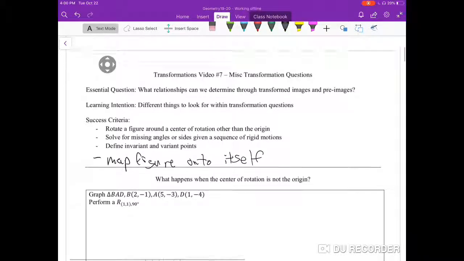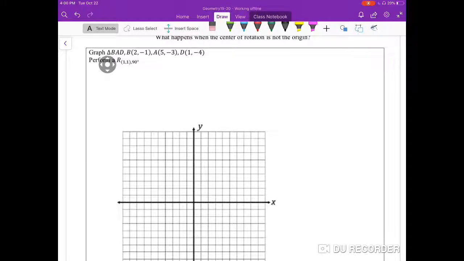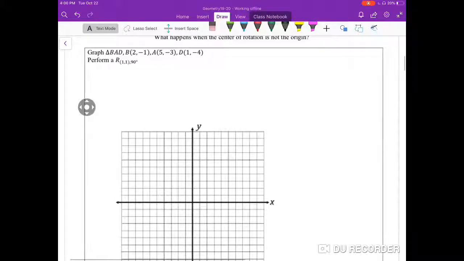So we're just going to jump right into examples here. So graph triangle BAD, all right, and perform a rotation around the point 90 degrees. All right, so this is going to be a little different. So the first thing I need to do is graph my 3 points. So I'm going to graph all 3 points here. Okay, and we're actually going to rotate them not around the origin, so the formula is not going to work here. We're actually going to rotate them around this point 1 right here.